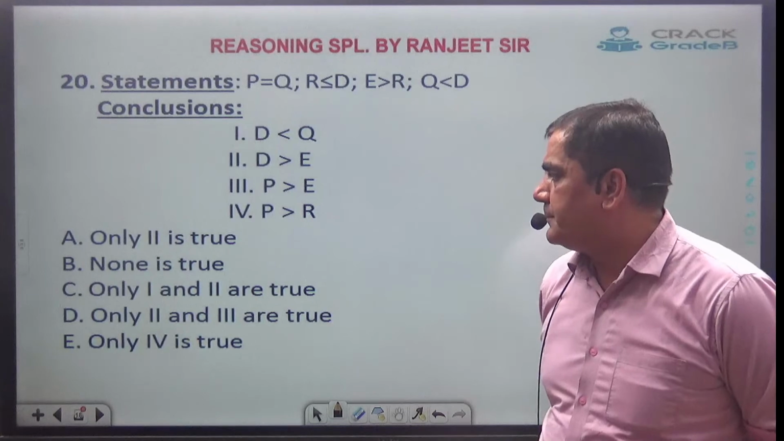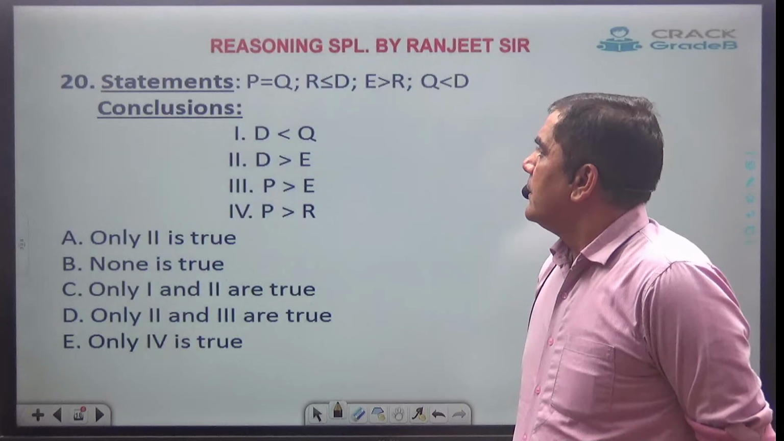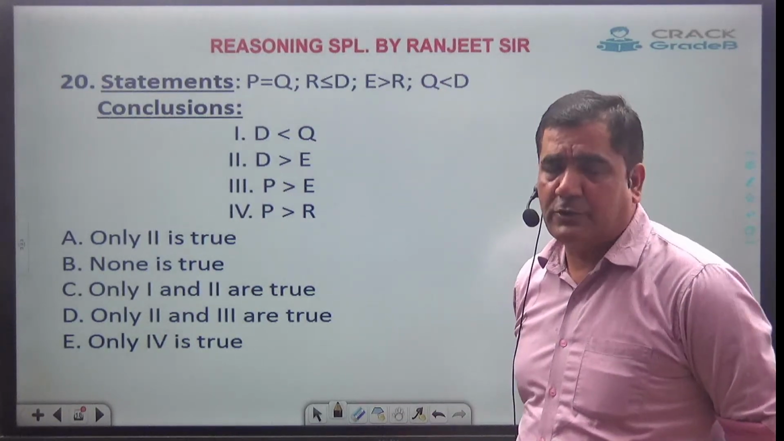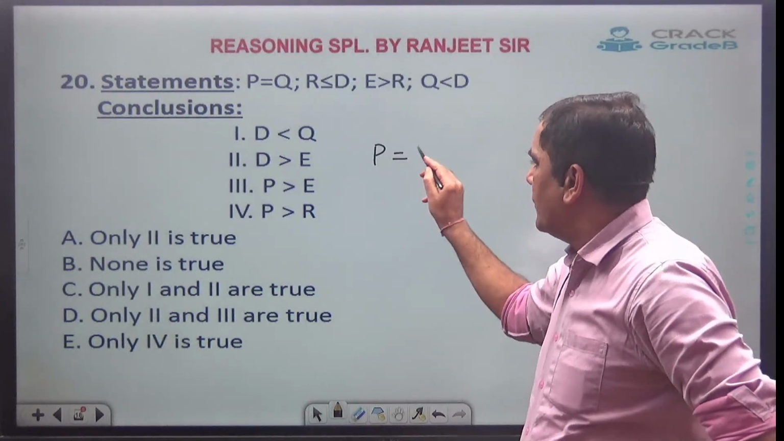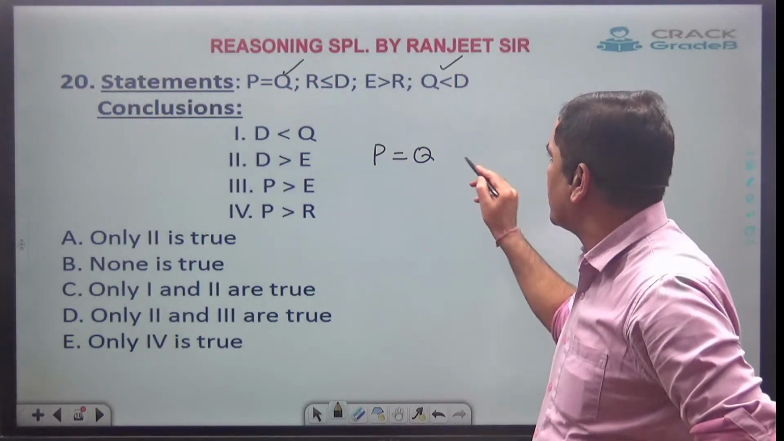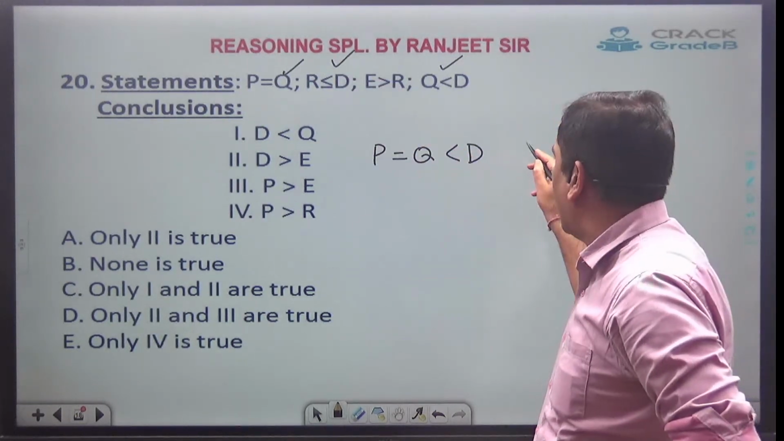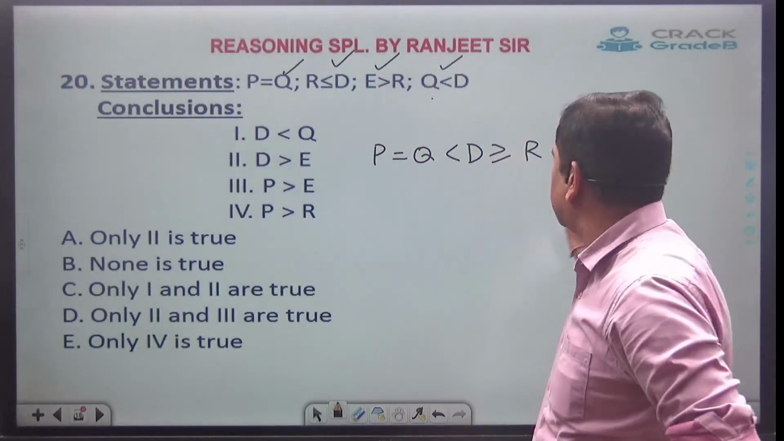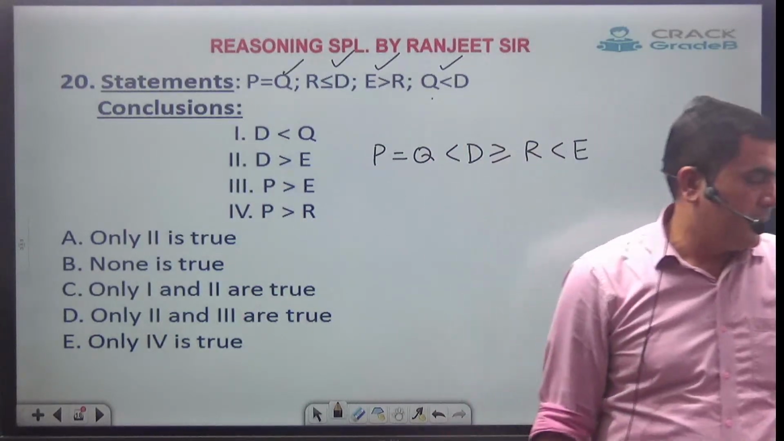20th one. Now, again, they have given uncombined statements, so my job is to first combine them. Let's combine. P adjacent will be what? Q. Then Q adjacent will be what? D. So Q will have D and face is towards D. Then D will have R. Face is towards D or equal to. Then comes R, adjacent will be E. Face is towards E. Clear?